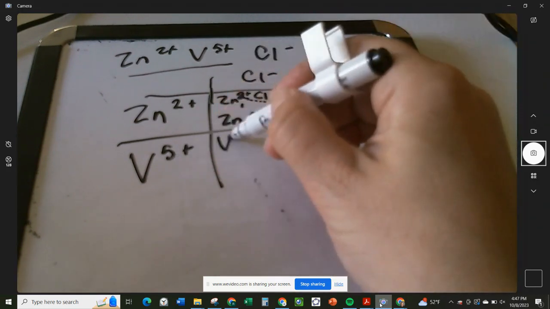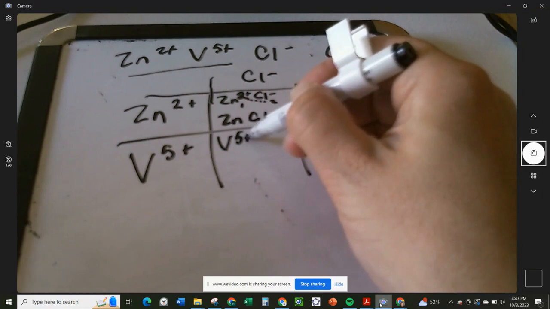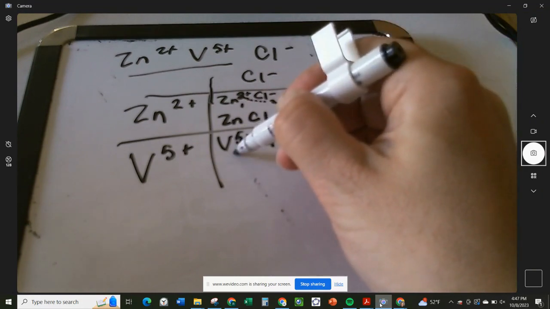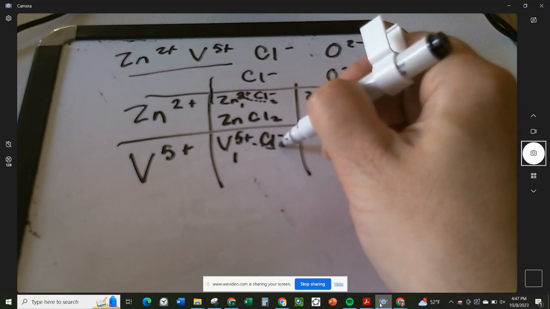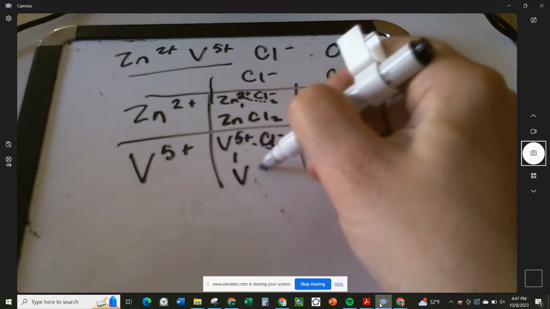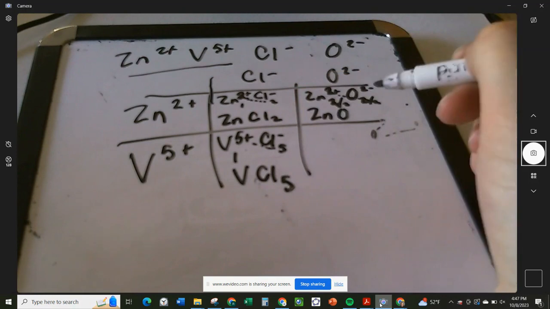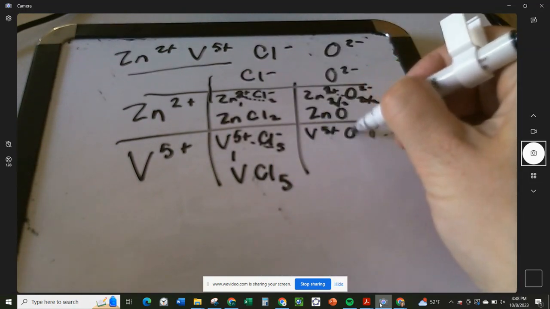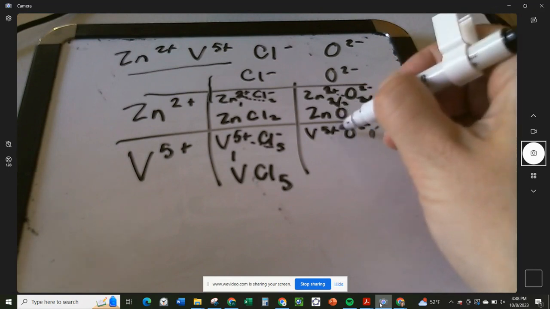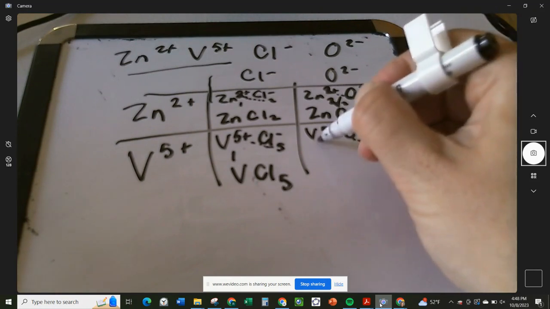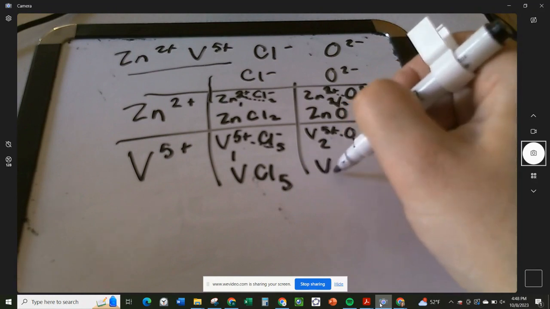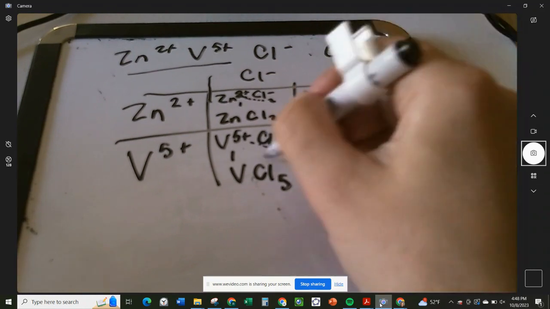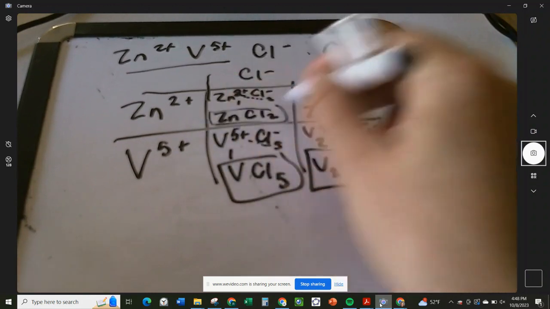Okay, here we go. So we've got vanadium 5 plus. Now we have chlorine minus. We're going to crisscross the charges. So we need 1 vanadium for 5 chlorines. So vanadium Cl5, VCl5. And then vanadium 5 plus, oxygen 2 minus. Crisscross the charges. So we're saying we need 2 vanadiums for 5 oxygens. And we have 1, 2, 3, 4 answers.